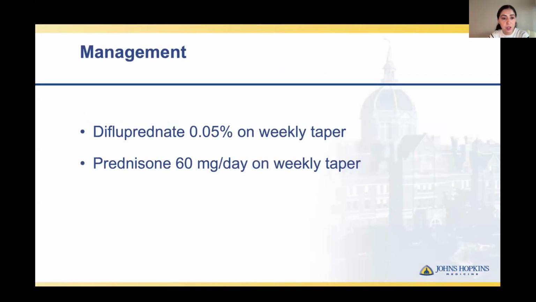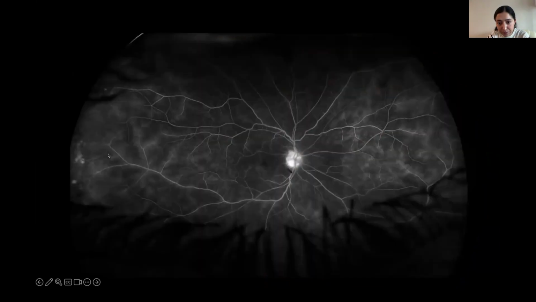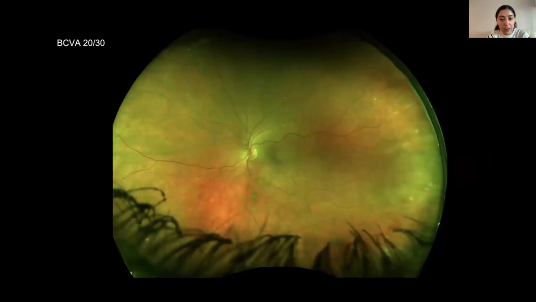We decided to continue the difluprednate weekly taper until discontinuation, and we started the patient on prednisone 60 milligrams a day. A month later, she came back using 20 milligrams a day of prednisone. She had noticed improvement in her vision and symptoms. Her best corrected visual acuity in the right eye was 20/25. We still see some vitreous opacities to a lesser extent, no new choroidal or chorioretinal lesions. The FA continued to demonstrate small vessel involvement to a lesser extent than the previous imaging.